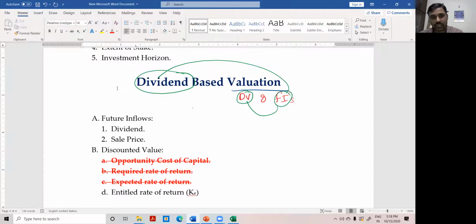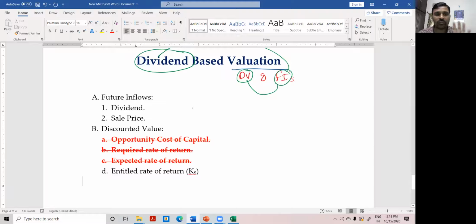Why like that? I will explain in the next class. Why I don't want to use opportunity cost of capital, required rate of return, or expected rate of return, and why I would like to use entitled rate of return, I will discuss in the next class. But anyway, the formula is based on the same KE. Okay, these are the two points.